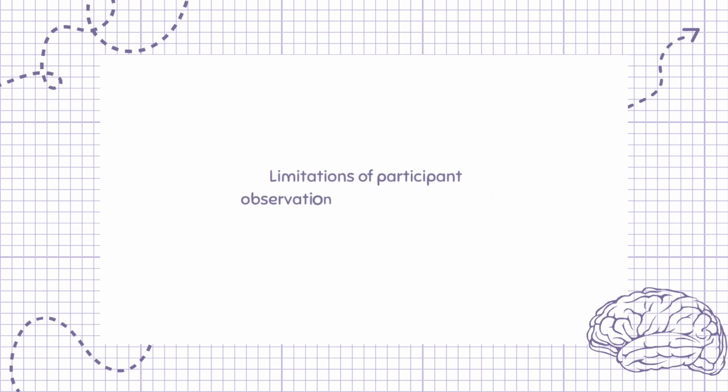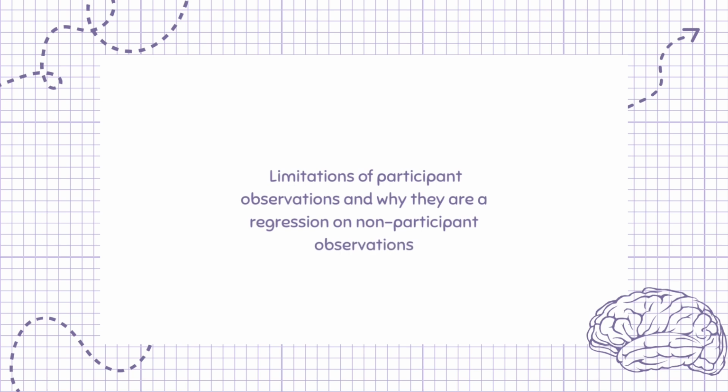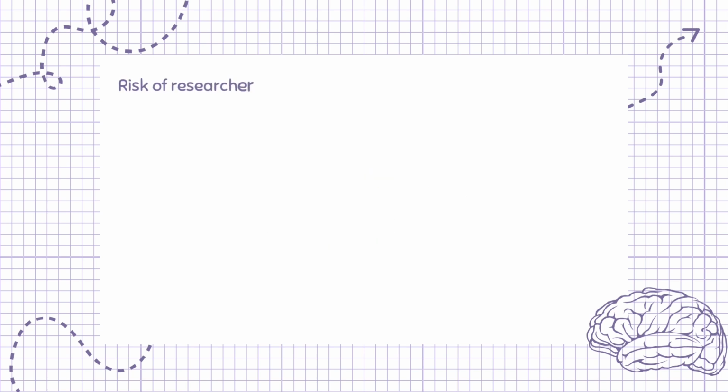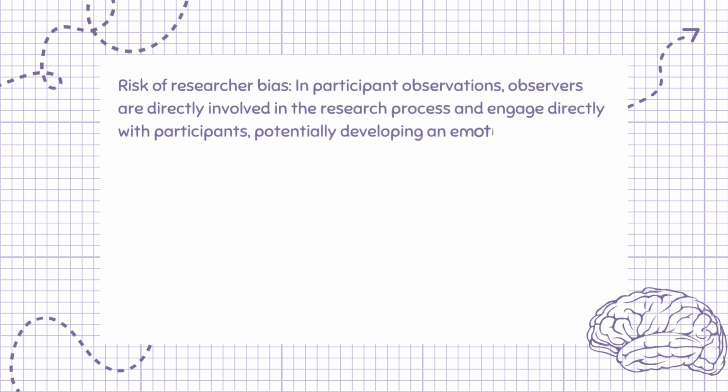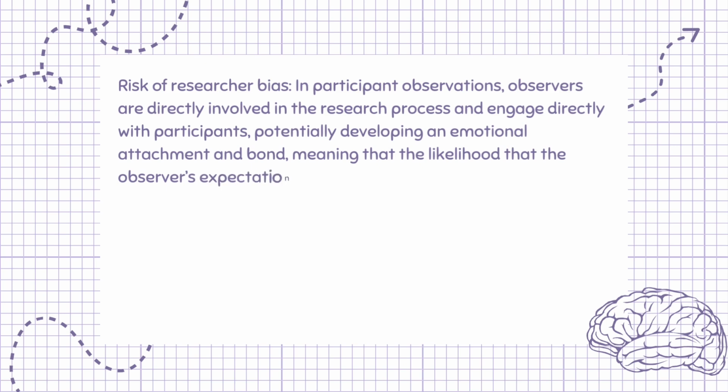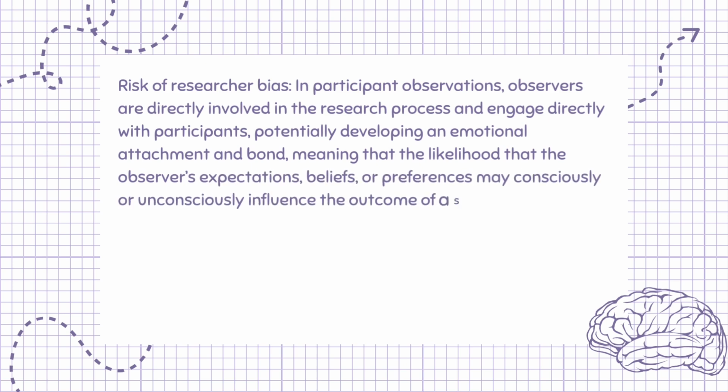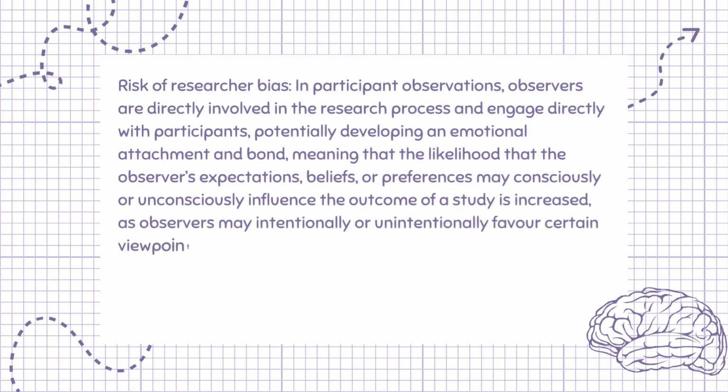Limitations of participant observations and why they are a regression on non-participant observations. Risk of researcher bias. In participant observations, observers are directly involved in the research process and engage directly with participants, potentially developing an emotional attachment and bond, meaning that the likelihood that the observer's expectations, beliefs, or preferences may consciously or unconsciously influence the outcome of a study is increased, as observers may intentionally or unintentionally favor certain viewpoints due to the subjectivity of their involvement.